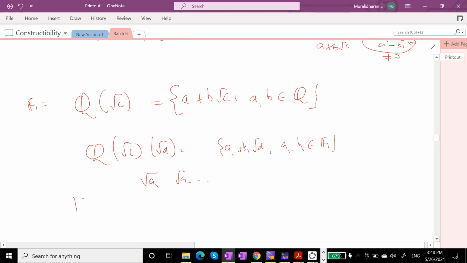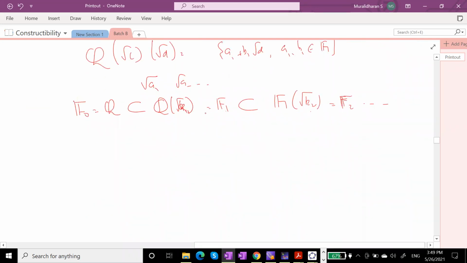That means, starting with F naught, which is equal to Q, I can build like this: Q adjoined root k1, which I will write as F1. And from this, F1 adjoined root of k2, where k2 is in F1. This I will write as F2, and so on. I can keep on doing that. Now, these numbers are constructible from Q.